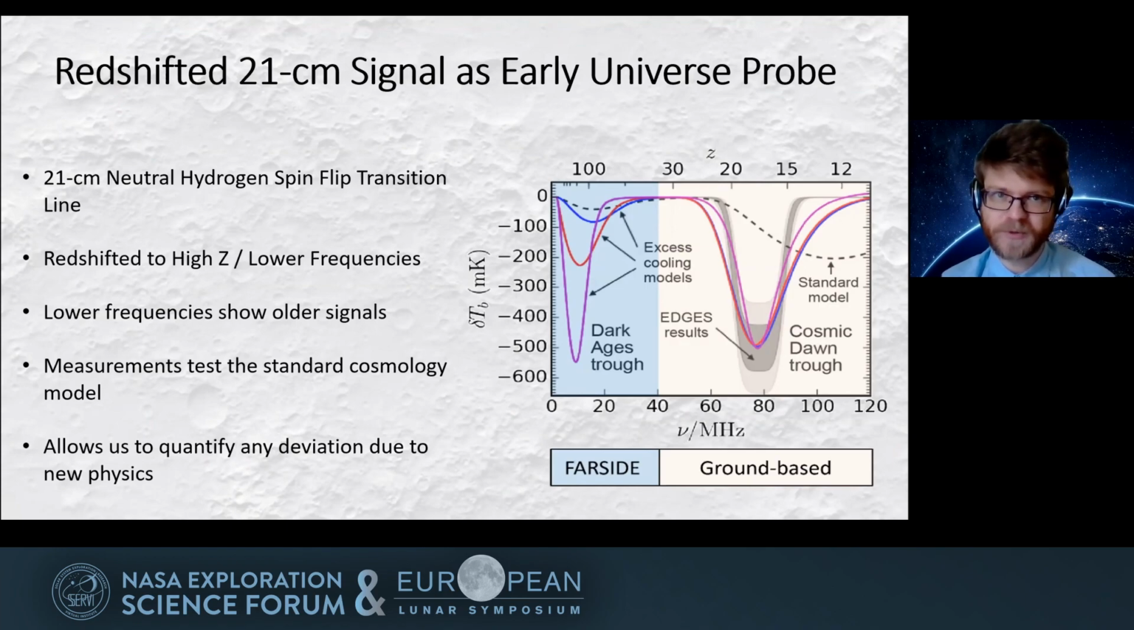All right. So again, just continuing on, this has been said before, but really the star of the show here is the redshifted 21 centimeter signal and its potential as an early universe probe. On the right are some different models of this signal and its absorption over redshift and frequency, and age of the universe equivalently. Looking below 40 megahertz is going to tell us a whole lot about the early universe. Lower frequencies show us older signals, and any deviation from the standard cosmology model allows us to quantify any newer exotic physics that we think are happening.